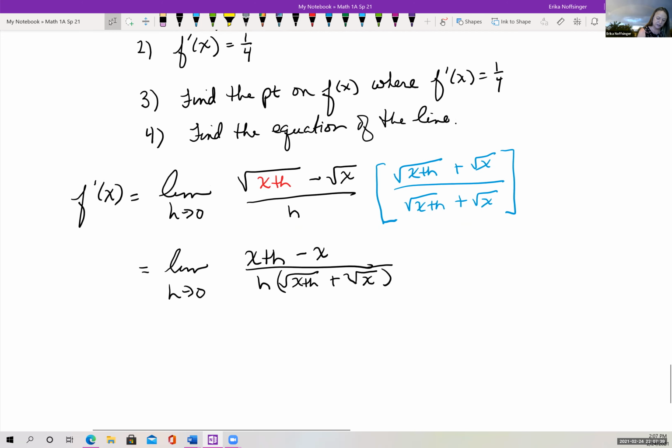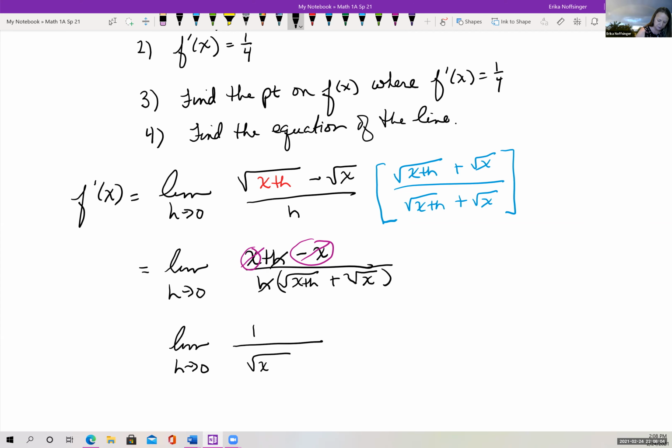Notice our x's cancel in the numerator. And then notice that we would just have an h left in our numerator, and so we can cancel those h's out because that's all that's left. And so in our numerator, we'd be left with just 1 all over the square root of x plus h plus the square root of x.